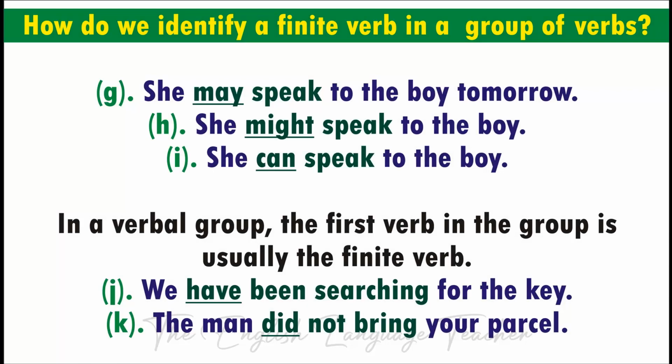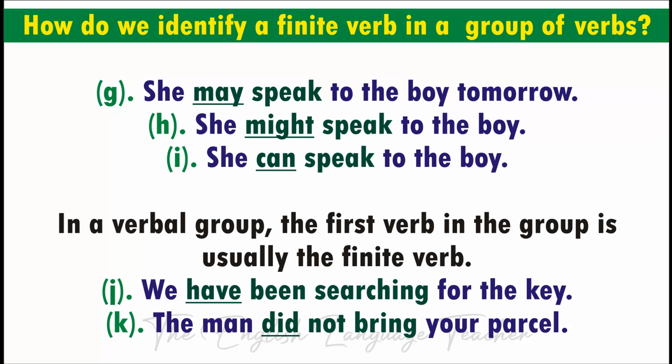How do we identify a finite verb in a group of verbs? Sometimes a sentence may contain 2 or 3 verbs. So of all these verbs in the verbal group, which one is finite and which one is non-finite. Let's look at sentence G in order to answer this question. She may speak to the boy tomorrow. Our verbal group here is may speak, and it is a finite verbal group because the verb may shows present tense and it also shows the mood of probability.